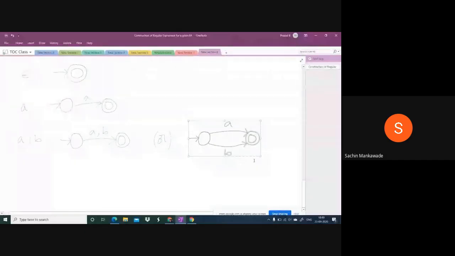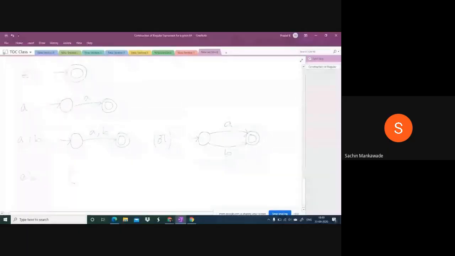Okay. And if the expression is AB, what is the meaning of AB? From initial, we go to the next state on A, and from there we go to final if B comes. So this is perfect. A followed by B. Suppose ABC, then A, B, C, and the last one is the final state. Copying? Yes. Copied?